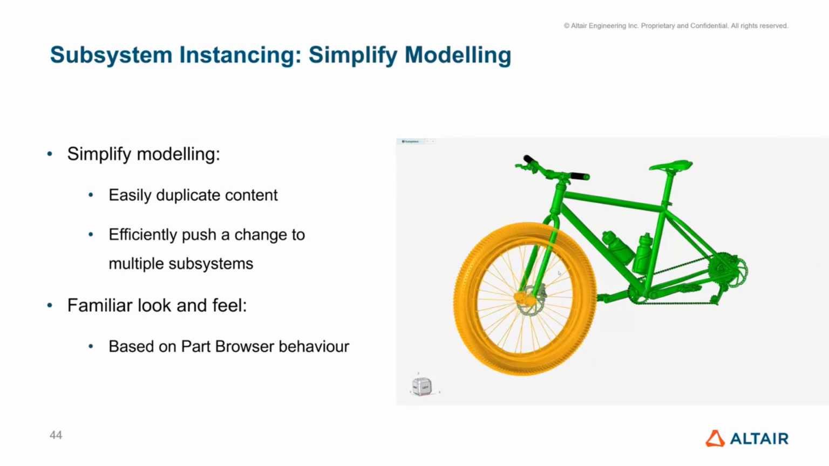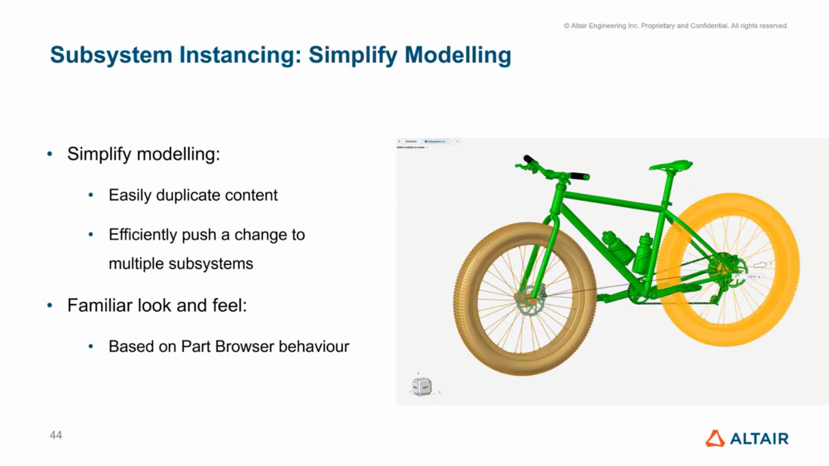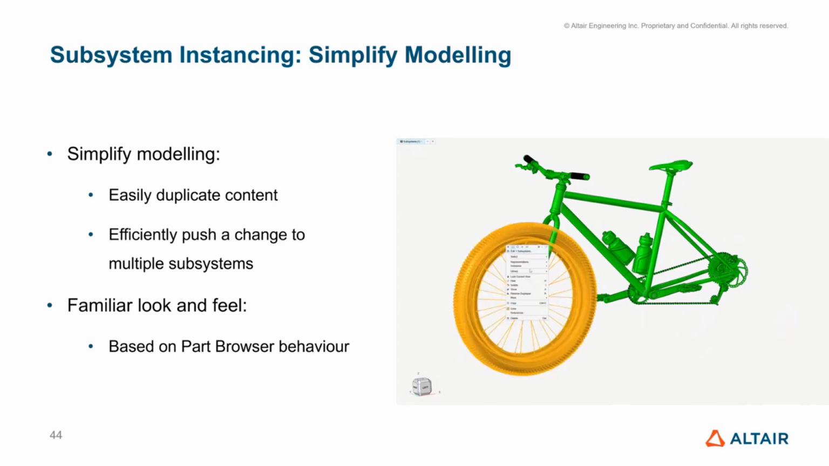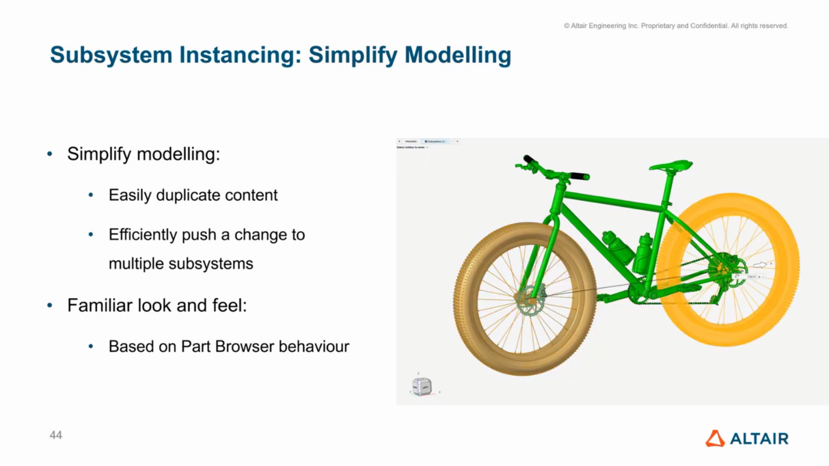We can now use subsystem instancing to simplify our modeling and easily duplicate content. In this example, you can see there's a set of wheels that we're going to duplicate and move to another location. So in any big model that has repeated assemblies, we can use subsystem instancing to duplicate and push those changes. This will have a familiar feel to those used to the part browser, because it's based on the same paradigms as the part instancing technology. So those who have learned one workflow should easily pick this one up as well.